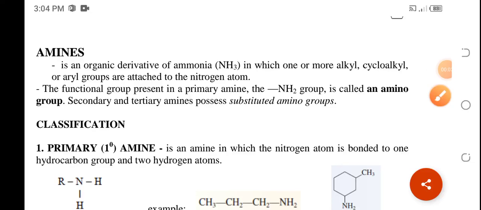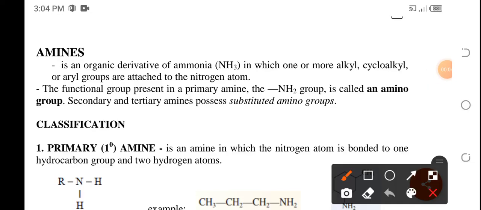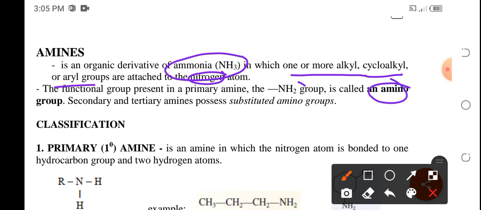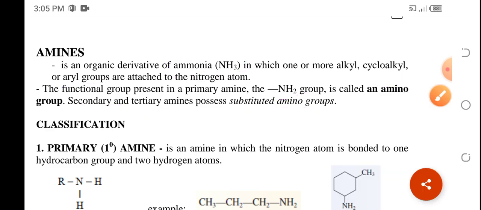Okay, amines are organic derivatives of ammonia. Ammonia is NH3, wherein one or more alkyl, cycloalkyl, or aryl groups are attached to the nitrogen atom. So the functional group of all amines is the amino group, or NH2. Secondary and tertiary amines possess substituted amino groups.